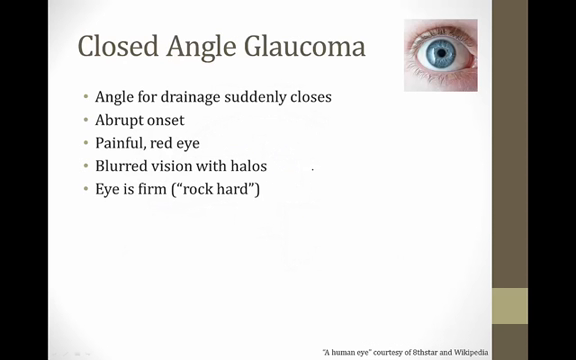So closed angle glaucoma is the more rare type of glaucoma, and this occurs when the angle for drainage in the anterior chamber suddenly closes. It typically has an abrupt onset. Patients present with a painful red eye. They can complain of blurred vision with halos, and classically the eye is very firm. It's often described as being rock hard.